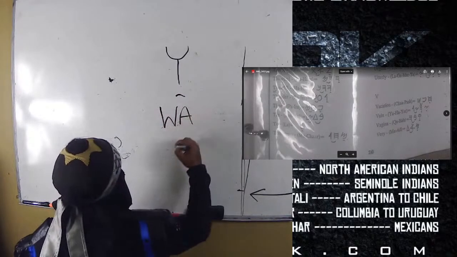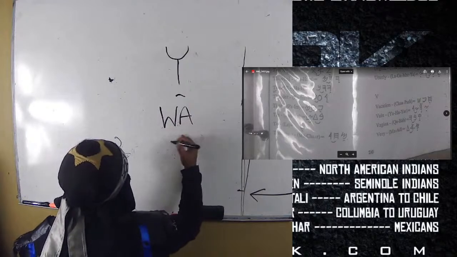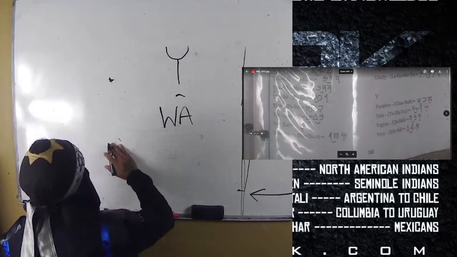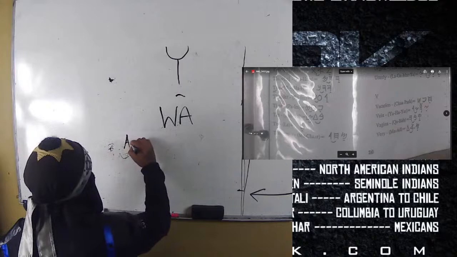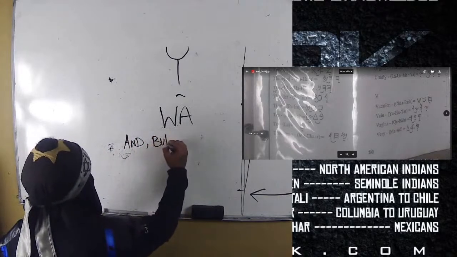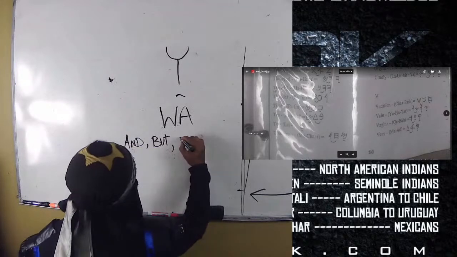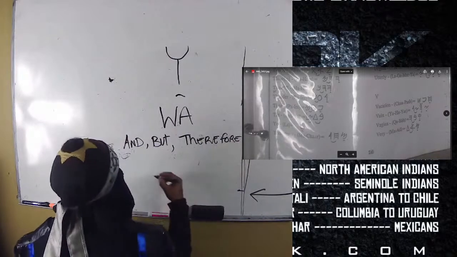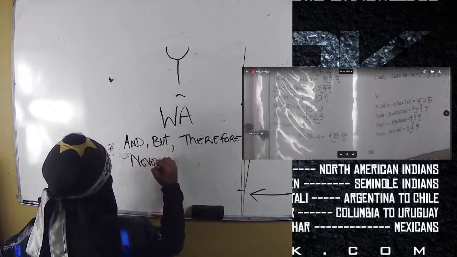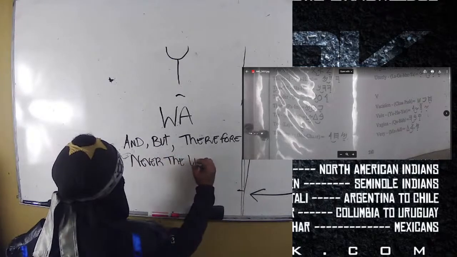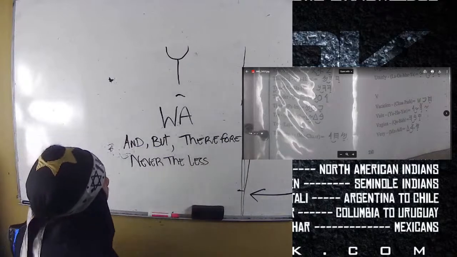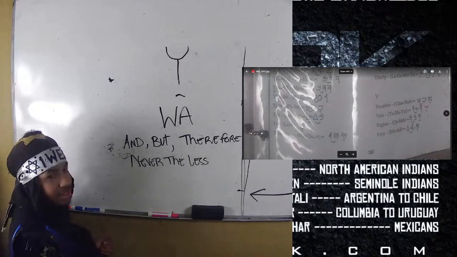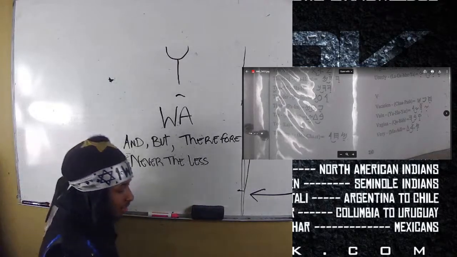This is Y, it's the actual character Y. It's pronounced Y, but this is what it means. It means and, but, therefore, in Old Quaker English, nevertheless. All right. Those are the main ones: and, but, therefore, nevertheless.